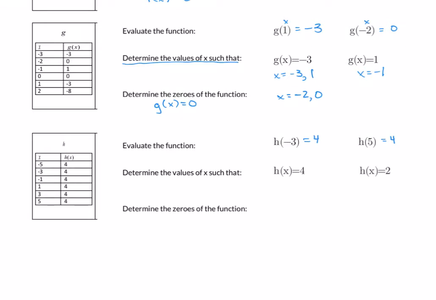Okay, let's go the other direction now. We want to determine the values of x such that h of x is equal to 4. So what are my values of x? Well, it's actually going to be all of them. So we get x equals -5, -3, -1, 1, 3, and 5.